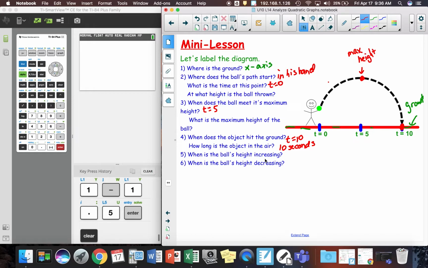It says, when is the ball's height increasing? When we're talking about just increasing alone, we're looking at from here to here. So we're just looking at that arc. I'm going to outline that arc for you. So it's from here, up and around. So this is increasing. You can say the ball is increasing from 0 to 5 seconds.